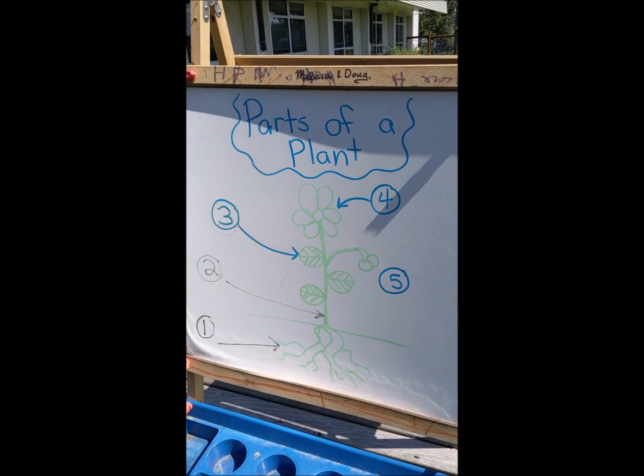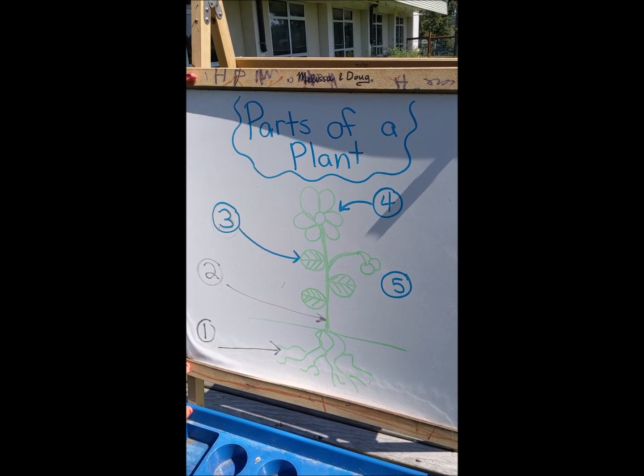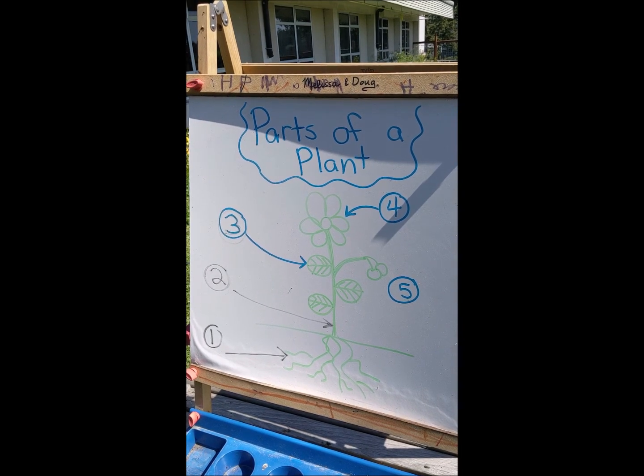Good morning, everybody. I am here in the garden and I want to talk to you about the different parts of a plant that you're going to need to know if you want to become a good gardener. So let's learn about that today. Here we have a plant. Parts of a plant, there are 5 of them.